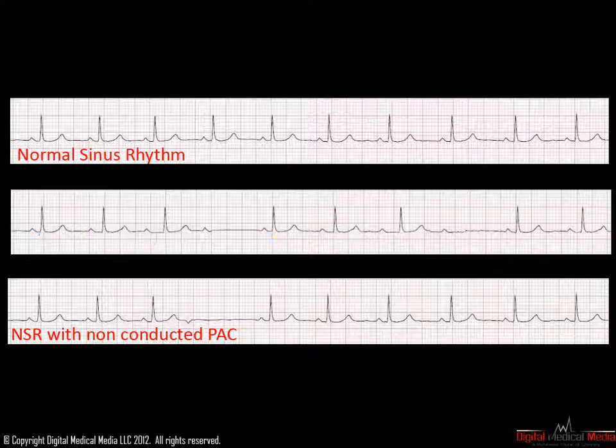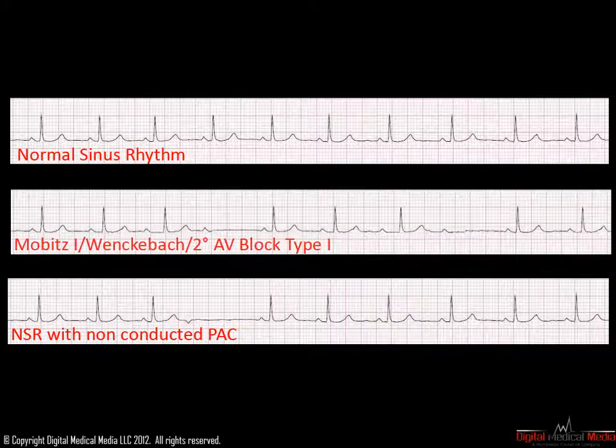This type of conduction block has 3 correct names. It can be called Mobitz 1 AV block, Wenckebach block, or second degree type 1 AV block. All 3 terms are acceptable.